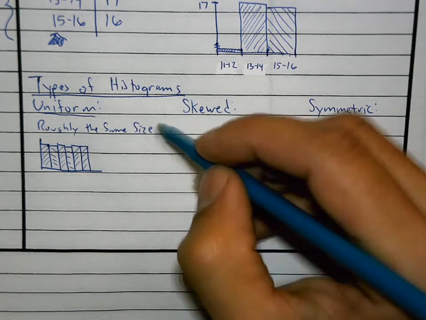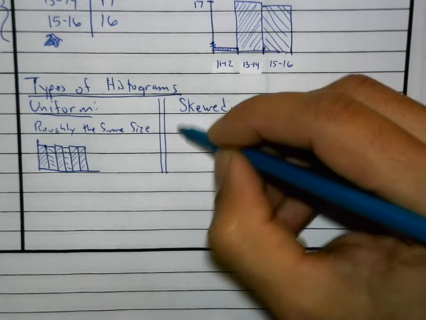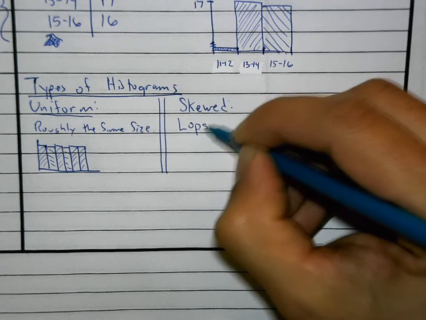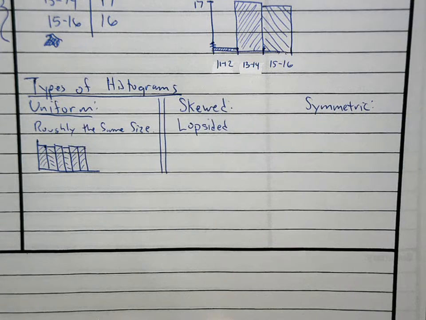If we were saying a skewed graph, think of a skewed graph as lopsided. There are more either on the left side or there's more on the right side. It's a lopsided graph. What I like is I like to have a skewed histogram in this class.